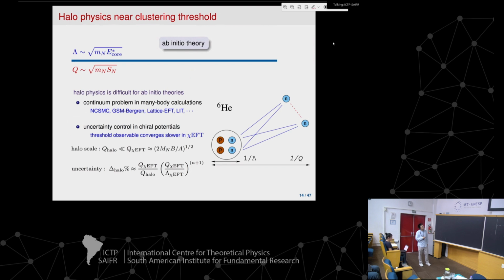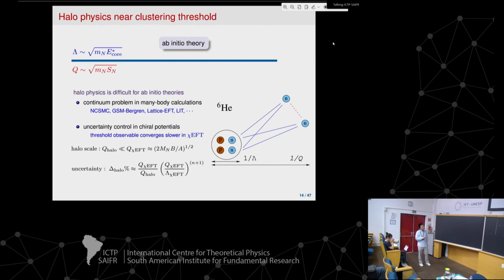But there's another problem, which is the uncertainty control in chiral potentials. Normally, if you use these chiral forces, the target low momentum scale you want to describe is this Q in chiral effective field theory, at about 100 MeV. And if you include higher order contributions, you will have corrections of the order Q over lambda, to a certain power, right? So this will give you the absolute errors for your calculations.